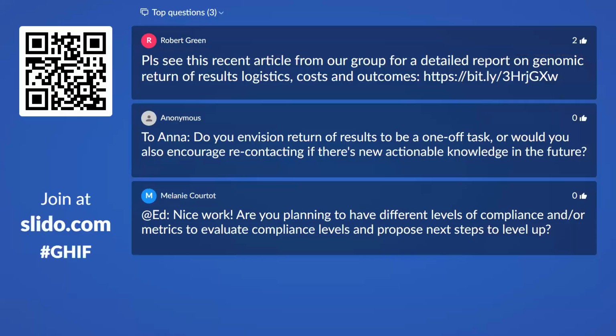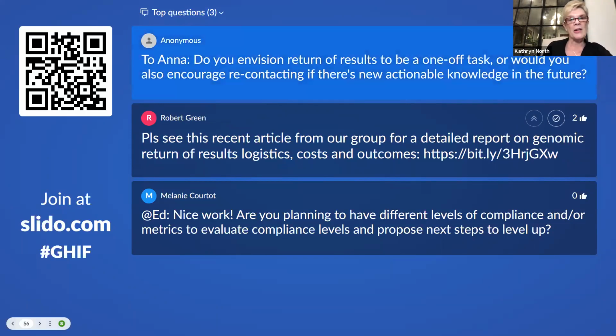Great, thanks. If we could bring all the speakers back, we'll allow time for one or two questions, but we will need to move on. The question to Anna: do you envisage return of results to be a one-off task, or would you also encourage recontacting if there's actionable knowledge in the future?